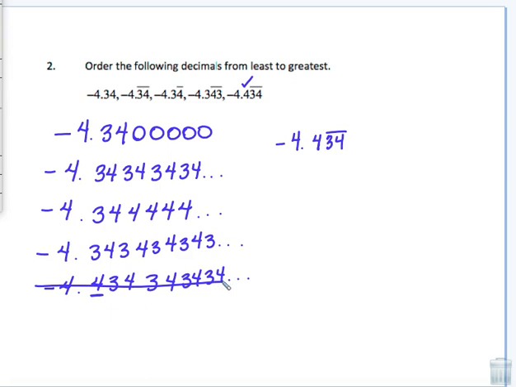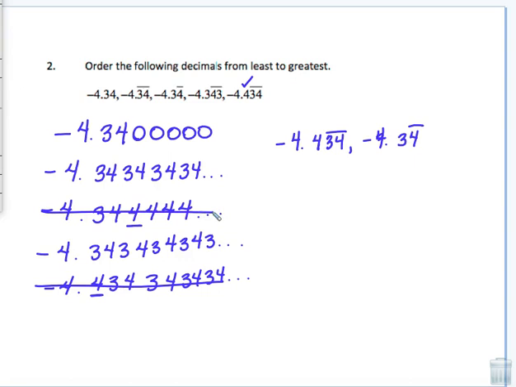The next one that I'm going to look for, all of those have 3s in the tenths place, and so I'm going to have to go one place past that. All of them have 4s in the hundredths place. So I'm going to have to go past that, and what I see now, once I go past that, that next digit, this is the only one that has a 4. The rest of those have a 3 or a 0. So this would have to be the next in line. And so the way that that's written is -4.34 with the 4 repeating, and that's the next one in order.